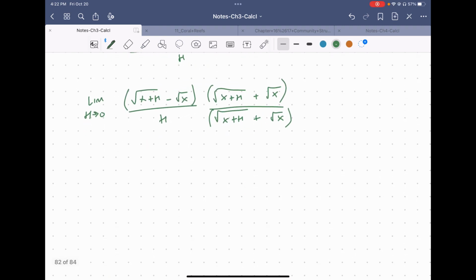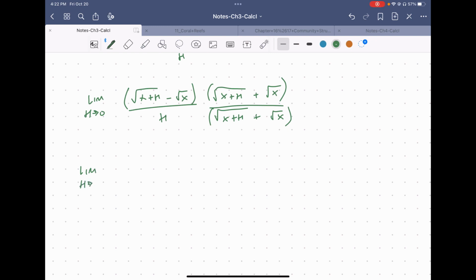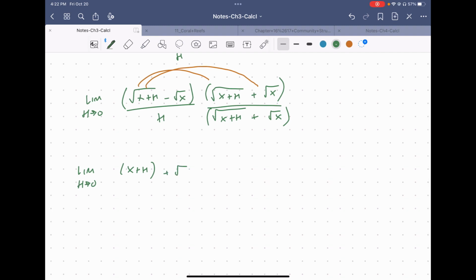So on the top, we're going to limit of h approaches 0, distribute this, root times root cancels, so we'll have an x plus h in parentheses, distribute that, plus root x plus h, just distribute, minus root x plus h, and then distribute once more, and we will have a minus x.